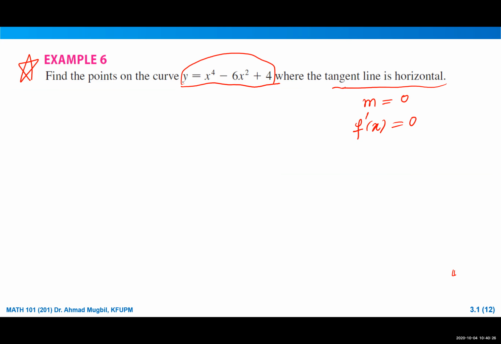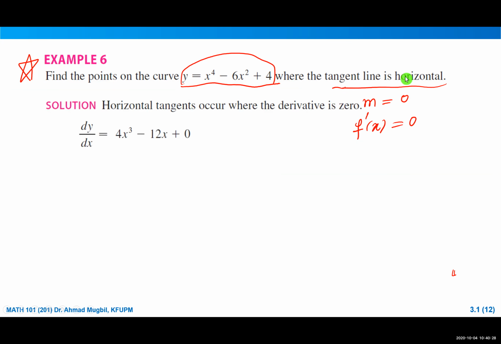So what we will do, we will find first the derivative. The first step you do is find the derivative. So next what you will do, you will put the derivative equal to 0. This is the derivative. Put it equal to 0.